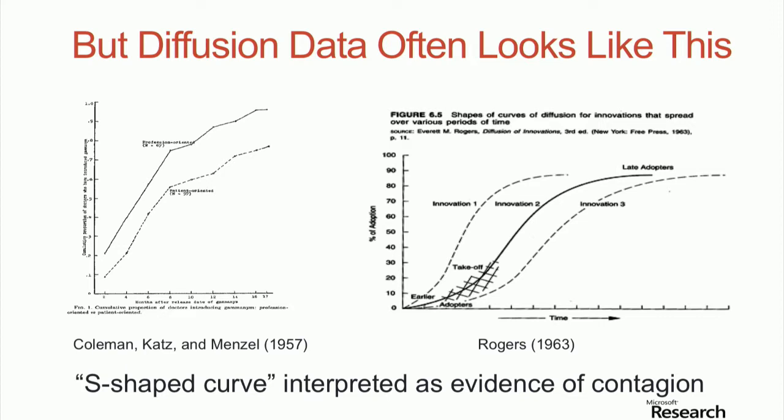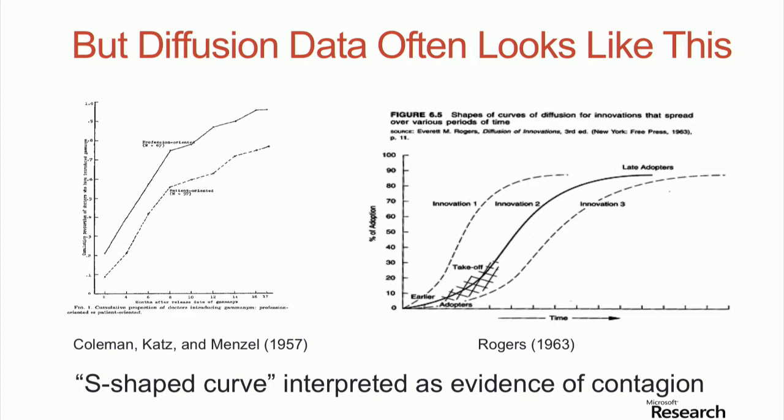Instead, what we see is something like these pictures here, where in both cases, on the x-axis we have time, and on the y-axis we have a cumulative count of adoptions aggregated across a whole population. Here we have a very famous paper by Coleman, Katz, and Menzel from the 1950s, where they were studying the diffusion of tetracycline among doctors in the Midwest. And on the right-hand side is Everett Rogers' stylized version of the same plot in his book, Diffusion of Innovations, which I think is maybe the most highly cited book ever published in the social sciences.